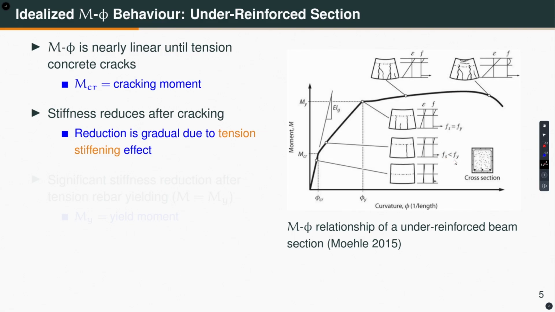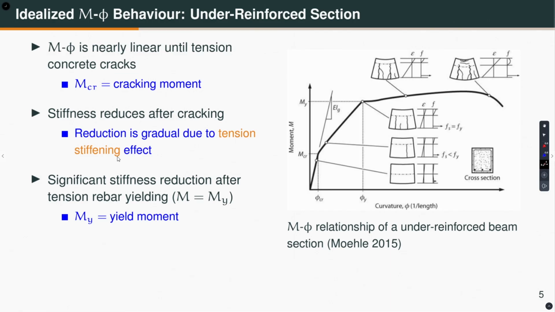Okay. Now, in this region, I want to point out that in reality this is going to be a smooth transition because of something called tension stiffening effect. What is the tension stiffening effect? I will talk about it. Okay. So, after this point, there is a significant reduction in the stiffness, as you can see.